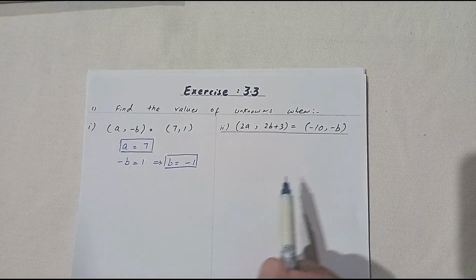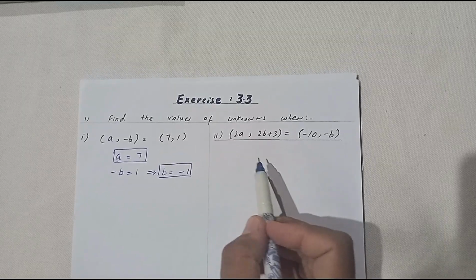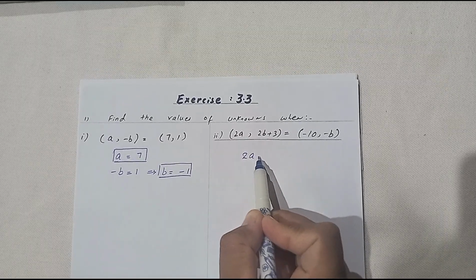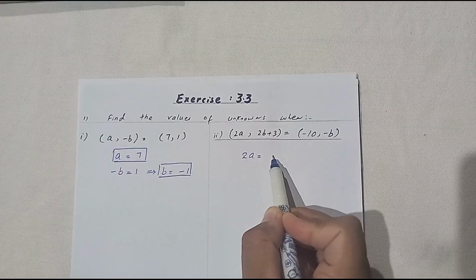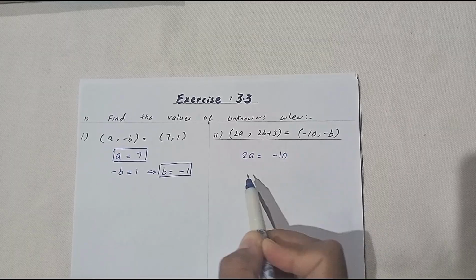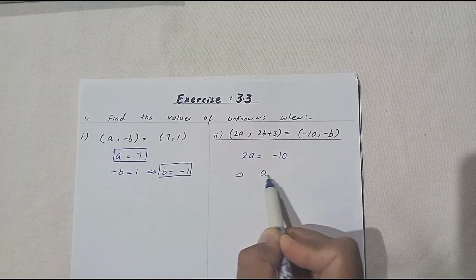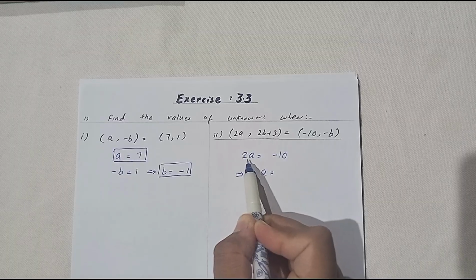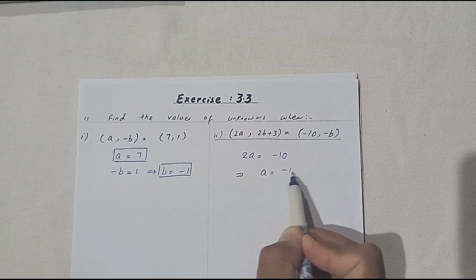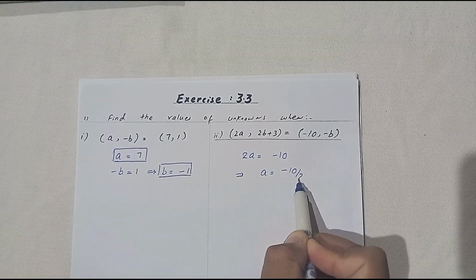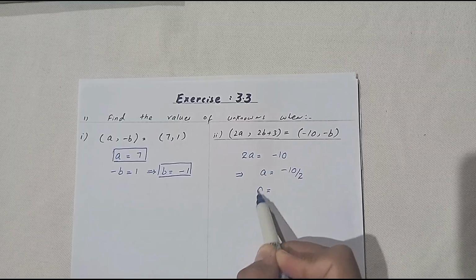Similarly, in the second part, the first element of the first ordered pair is 2a and it equals the first element of the second ordered pair, that is minus 10. Solving this, we get the value of a. 2 is multiplied with a, so we divide on the other side by 2. So the answer for a is minus 5.